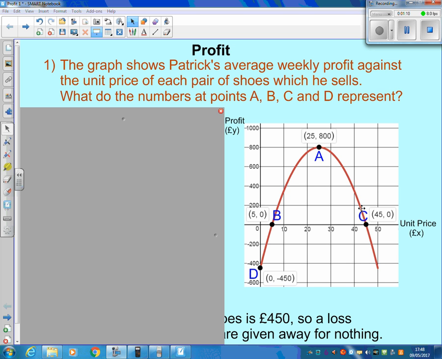If, on the other hand, he puts his price too high, he doesn't sell very many. If he doesn't sell very many, he's not going to have much of an income. So again, he could even end up with a loss.